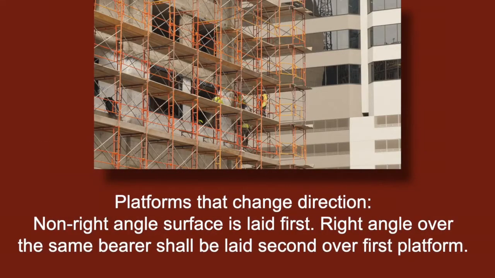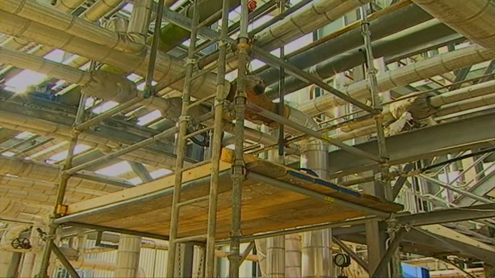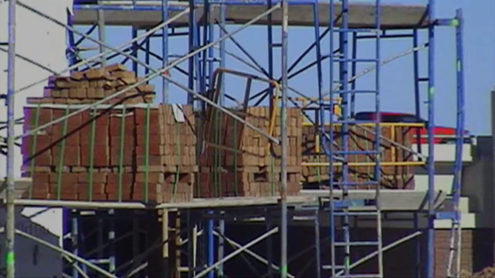When platforms must overlap because the scaffold changes direction, platforms that rest on a bearer at an angle other than a right angle shall be laid first, and platforms that rest at right angles over the same bearer shall be laid second on top of the first platform. A platform must be able to support its own weight plus 4 times the maximum intended load. Never load the scaffold or any part thereof beyond the maximum intended load.